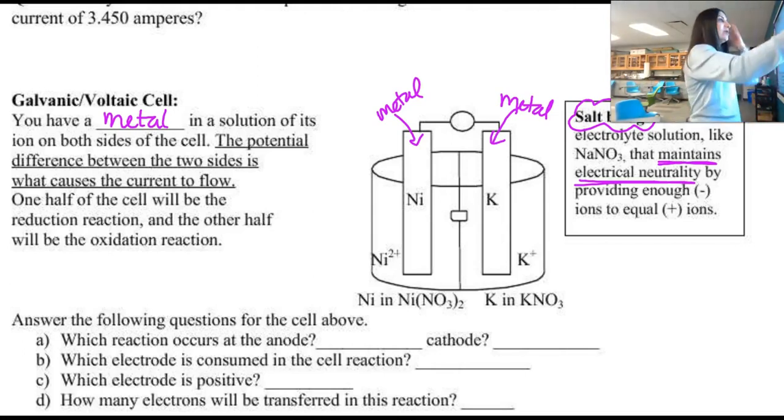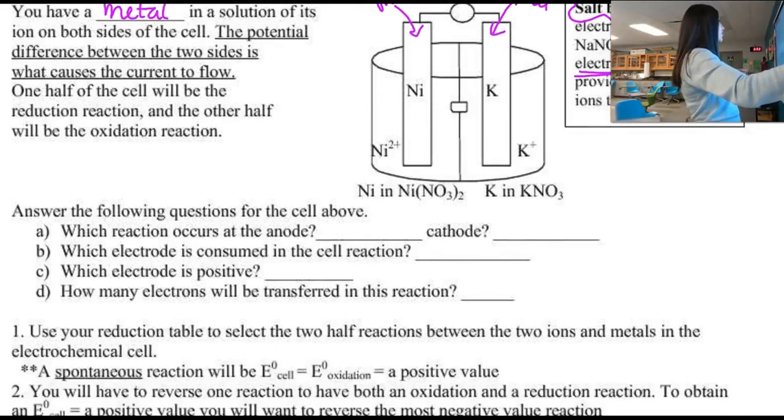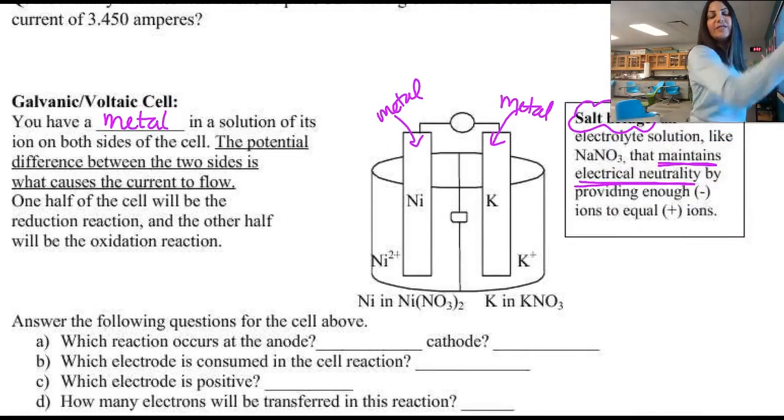So answer the following questions. It says which reaction occurs at the anode and the cathode and so on. So let's first take a look at our chart, and let's check to see if we've got nickel going to a nickel 2 plus and a potassium with a K plus.